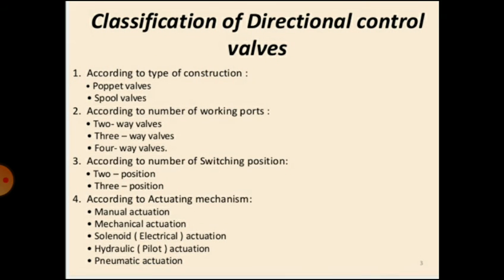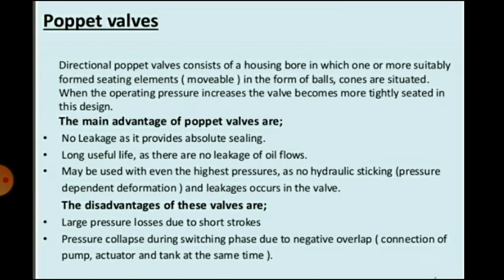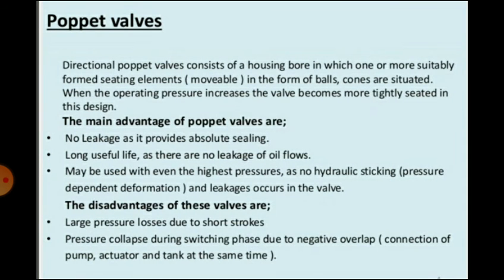Then classification of directional control valve. First, according to the type of construction, it is subclassified as poppet valves and spool valves. Second, according to the number of working ports, that is 2-way valve, 3-way valve and 4-way valves. Third is according to the number of switching positions, that is 2 position, 3 position. And the fourth category is according to actuating mechanism, that is manual actuation, mechanical actuation, solenoid or electrical actuation, hydraulic or pilot actuation, and pneumatic actuation. So first we will see what are poppet valves.